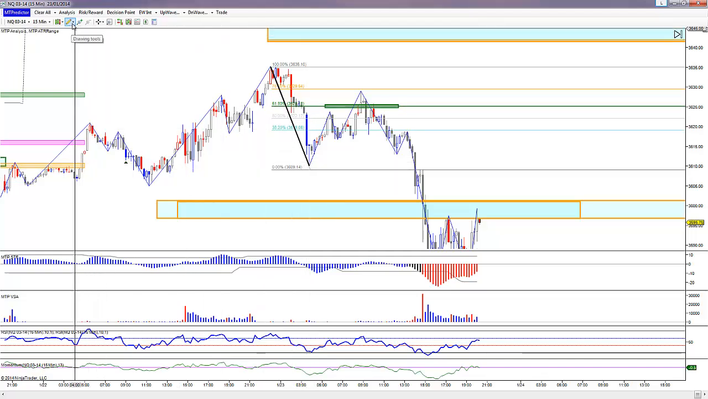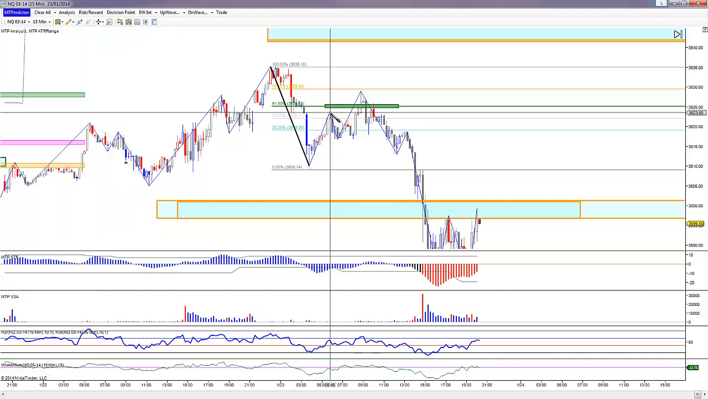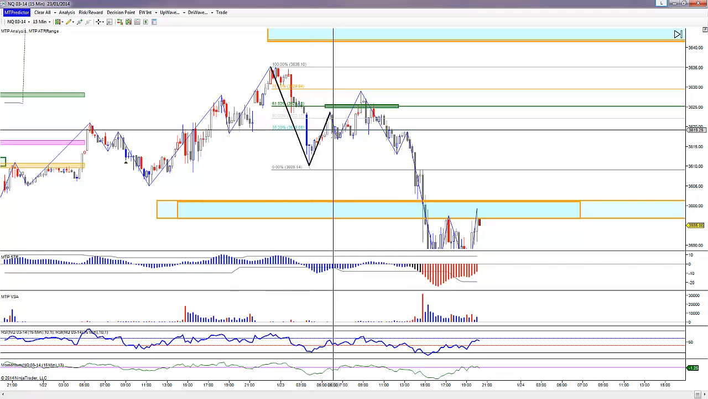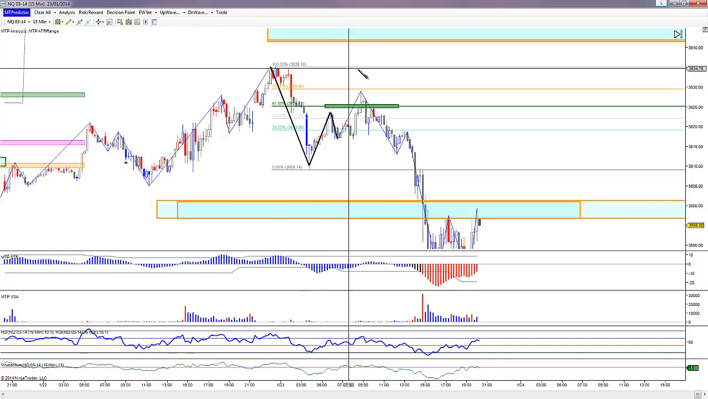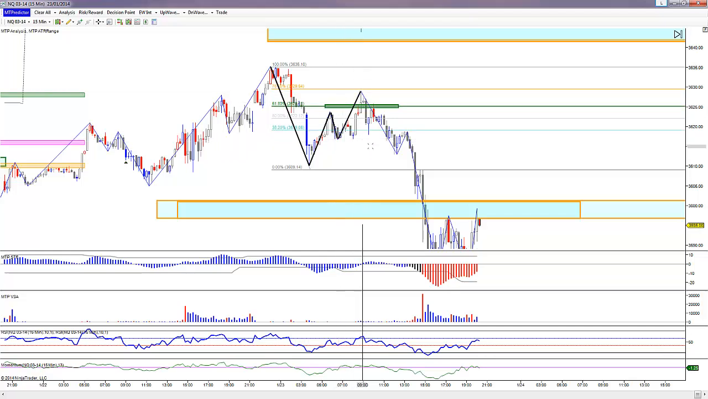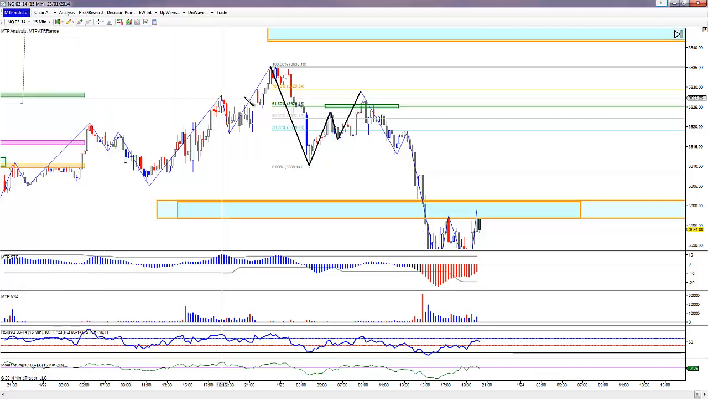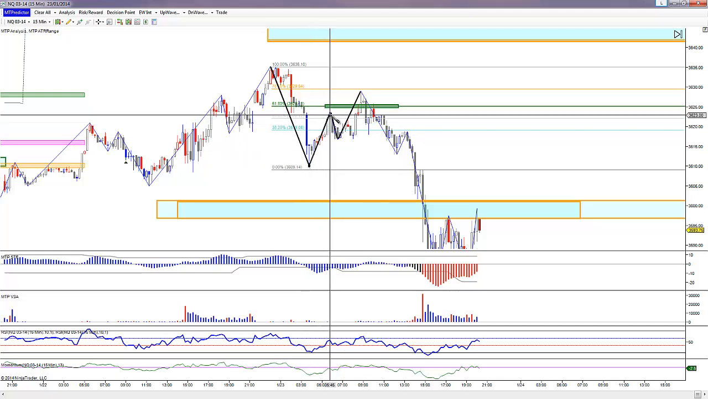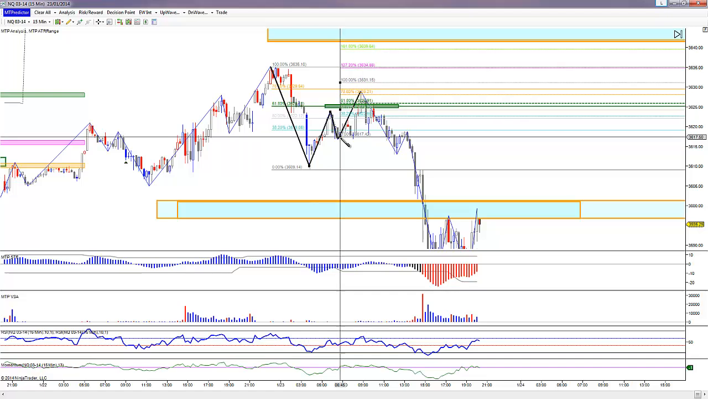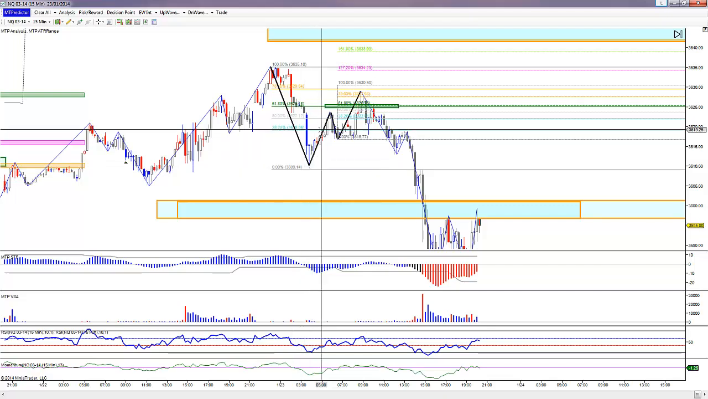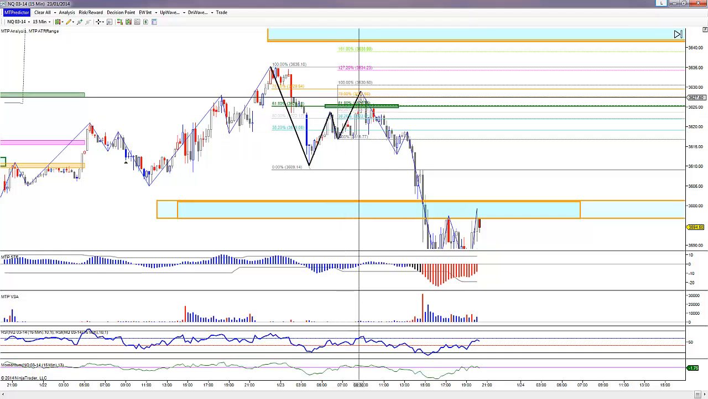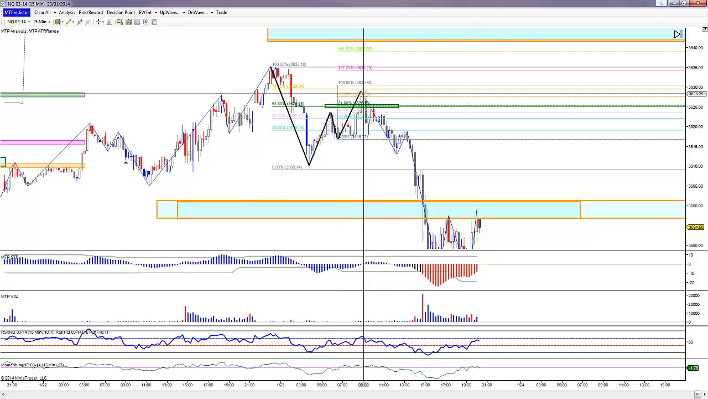Then I get a retrace, which is a clear ABC retrace. A, B, C. Now, when I get that type of retrace, I'm looking at the Fibonacci extension ratios, and you'll see that if I put my Fibonacci extension tool on this, the CD leg is equivalent to 786 of the AB leg. It's in between the 786 and 100%.